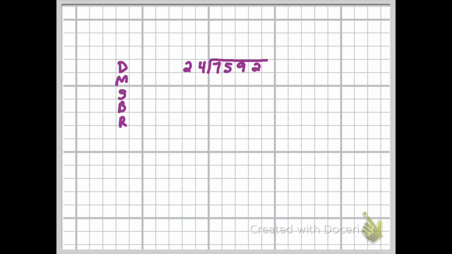So the first step is to divide 24 groups into 75, because 24 groups cannot be divided into 7. So I might have to do some multiplication off to the side. I would highly recommend starting off with a low number, times 2 or even times 3, just to see if it's less than or greater than the 75. So right away, when I multiply 24 by 3, I get a 72. That means that 24 groups can go into 75 3 times.